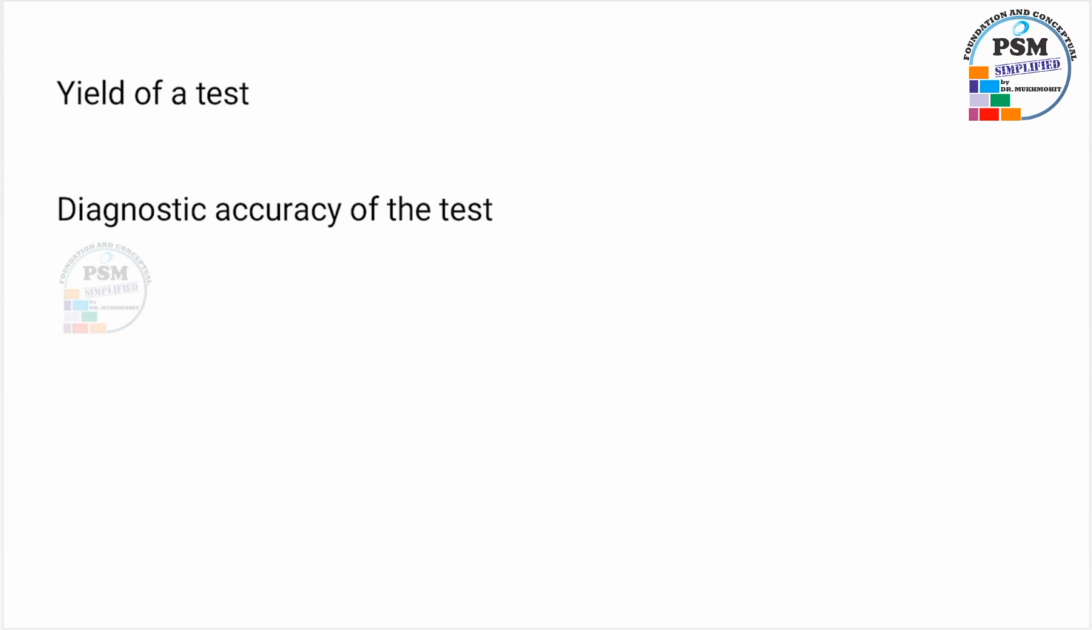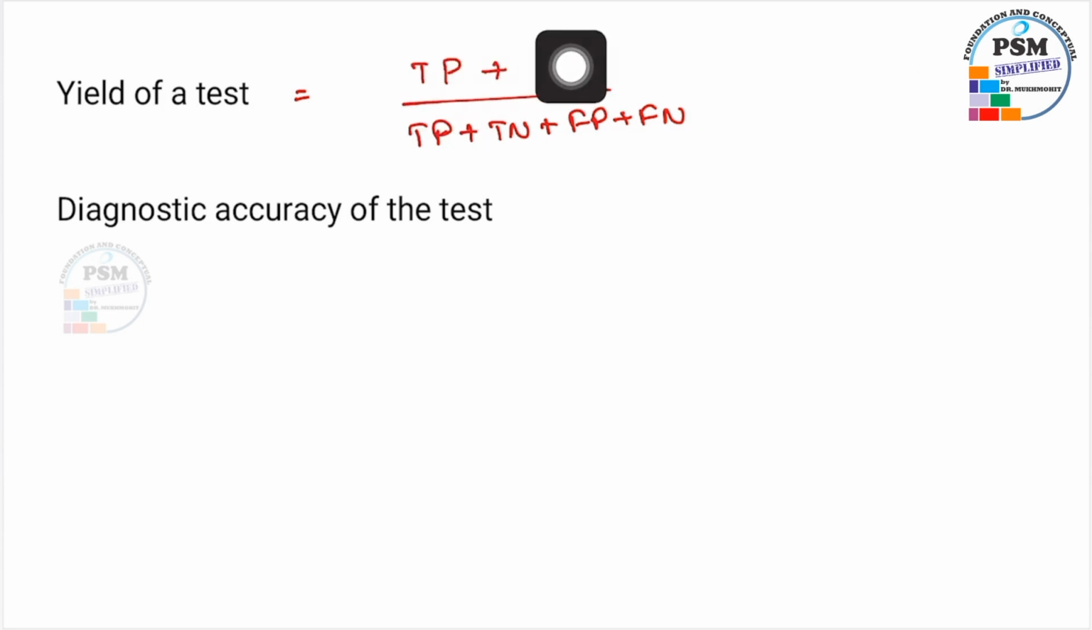the diagnostic accuracy of the test. The yield of the test is given by the formula: how many times the test has given us the true positive plus the true negative result, divided by the true positive plus true negative plus false positive plus false negative result. So technically we can say that the number of times the test speaks the truth divided by the total number of times the test would speak. That is called the yield of a test.